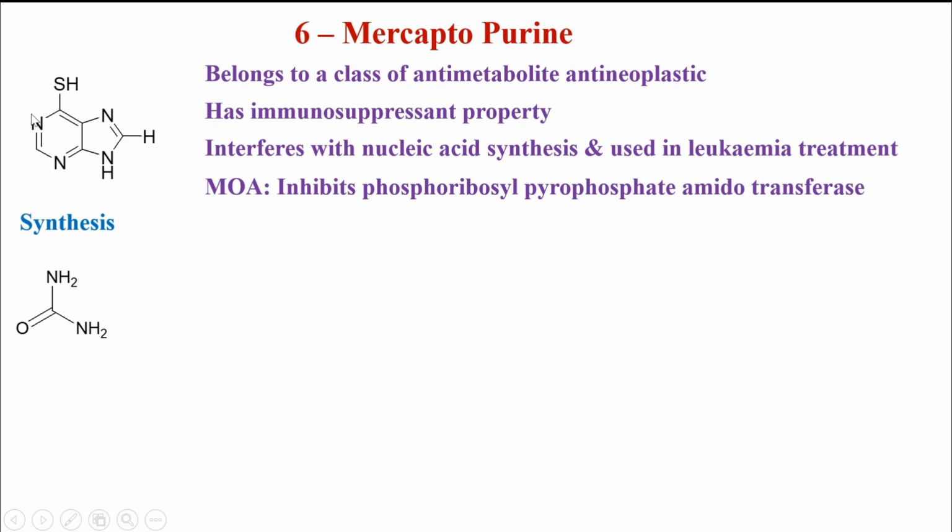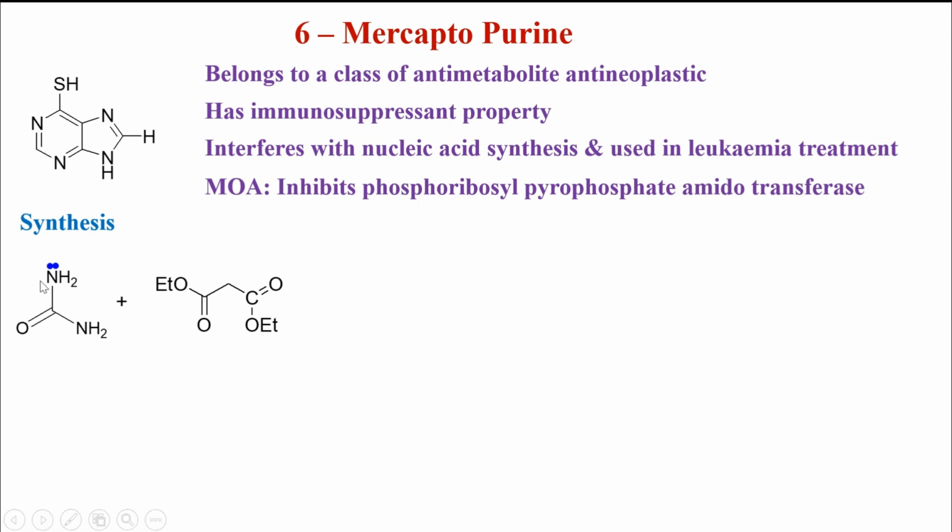In Trope's synthesis, we took urea as the starting material. Here also, the urea has been taken and there it was treated with ethyl cyanoacetate. And here it has been replaced with diethyl malonate.